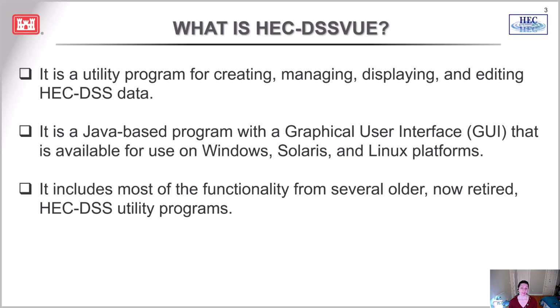HEC-DSSVue is a Java-based visual utilities program that allows users to plot, tabulate, edit, and manipulate data in HEC-DSS database files. So this utility program is for creating, managing, displaying, and editing any of the HEC-DSS data that you have. It's a Java-based program, as mentioned. It has a graphical user interface, or a GUI, that is available on Windows, Solaris, and Linux platforms. So you can utilize this on most of the platforms that you would use to do your day-to-day job. It also includes a lot of the functionality of previous HEC-DSSVue versions and different utility programs.